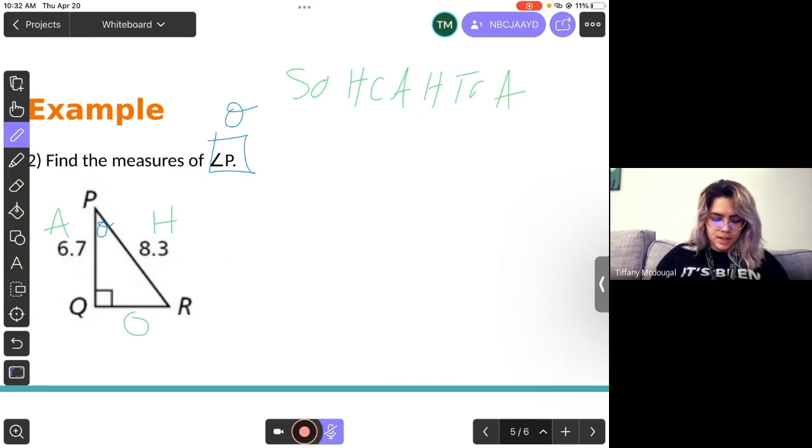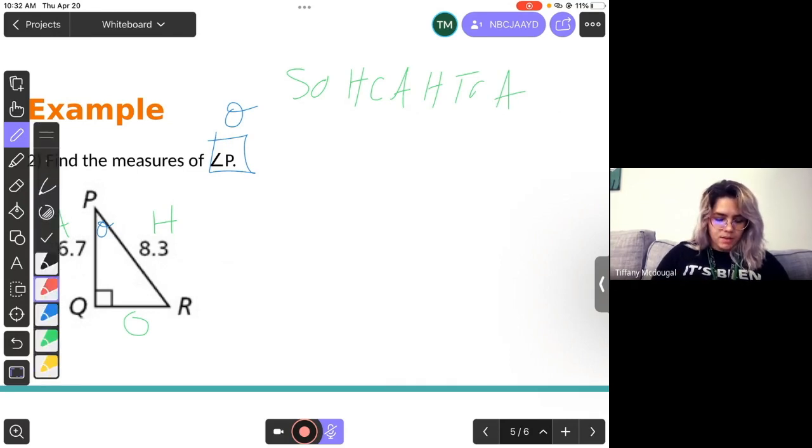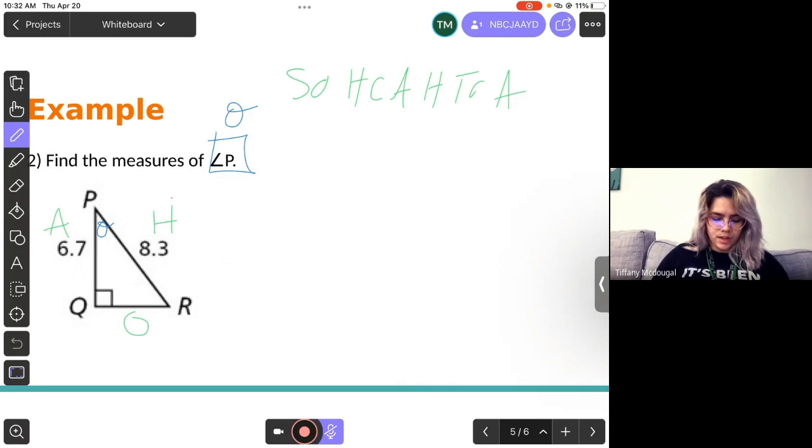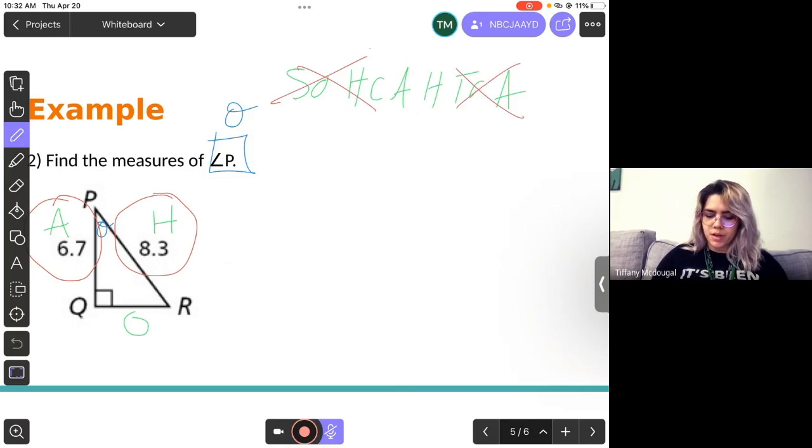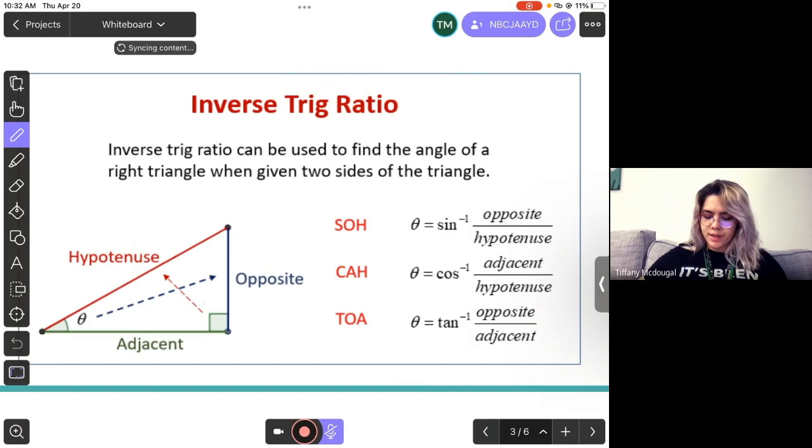And let's see what size we are working with here. It looks like I have been given H as 8.3 and A as 6.7. So let's go look at SOHCAHTOA and see what part contains both A and H. It's not SO, it's not TOA. I'm left with CA. So again, going to set up that cosine ratio over here, CA.